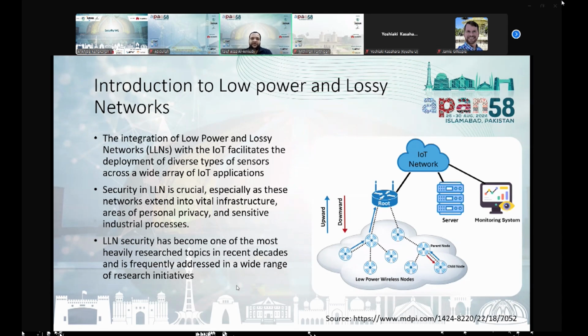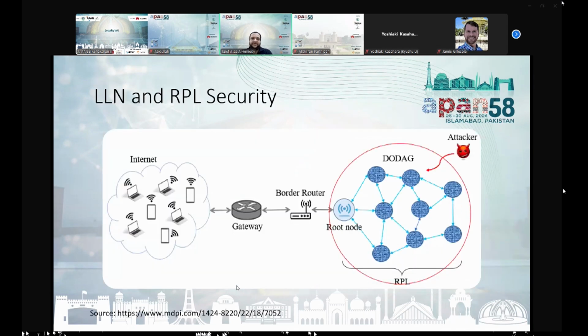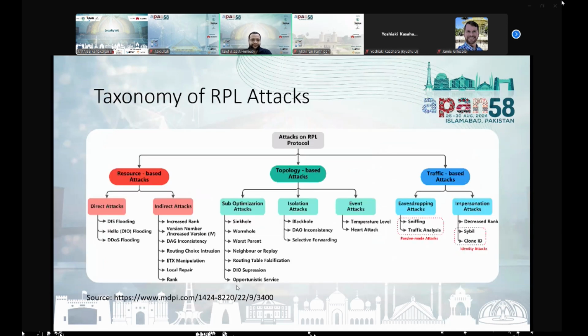So the security of the low-power and lossy network has become one of the most heavily studied research areas in the recent period, and it addresses a wide range of research initiatives. As I said, the low-power and lossy network is vulnerable to a wide range of attacks. These attacks can be internal attacks, when the attacker node is part of the network, or the network can be exposed to external attacks, when the attacker node is outside of the network.